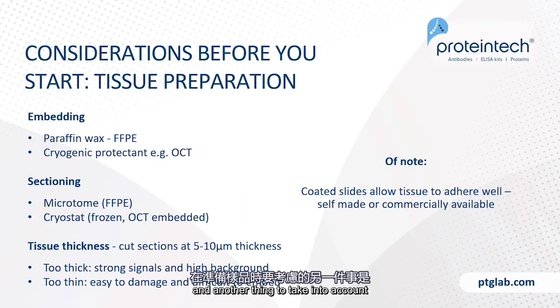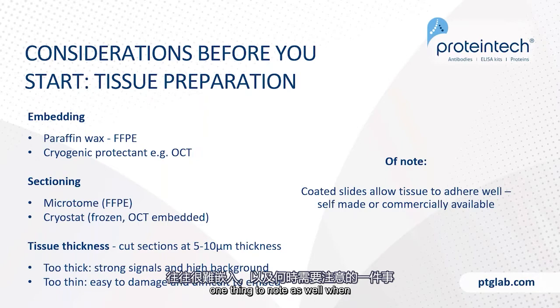And another thing to take into account when we're preparing our samples is the thickness at which we cut our sections. So we want to ensure that our sections are cut at around 5 to 10 micrometers thickness. If this is too thick, then you will get strong signals and high background due to the fact that there's just simply more target antigen present in your tissue, generating more signal. If they are too thin, then they can be easy to damage and often difficult to embed as well.